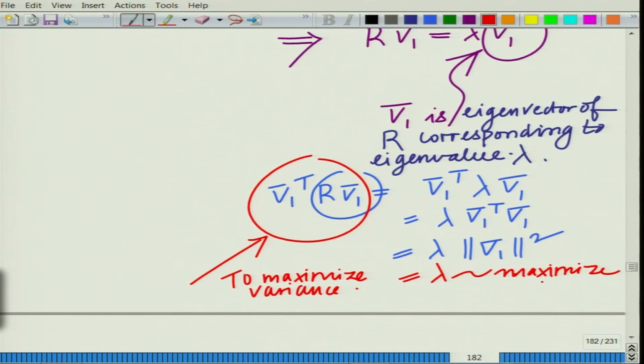So, to maximize the variance, it is very obvious that we need to maximize lambda. To maximize the spread along this principal component, you have to maximize lambda, and therefore V1 bar is the eigenvector of the covariance matrix corresponding to the largest eigenvalue lambda. That is the interesting result. So, the direction of the largest principal component is basically the eigenvector of the covariance matrix corresponding to the largest eigenvalue.